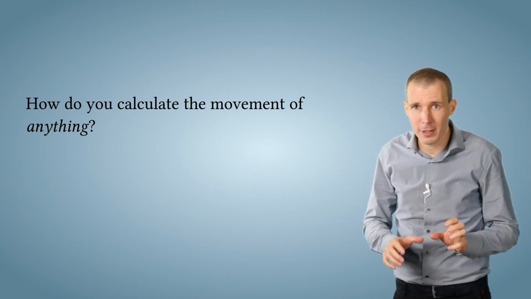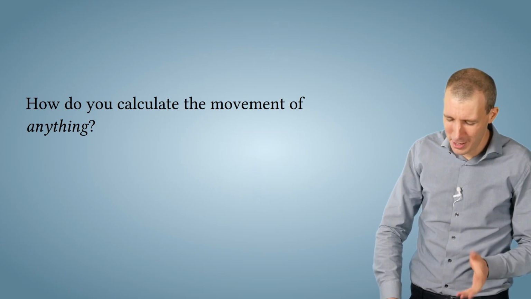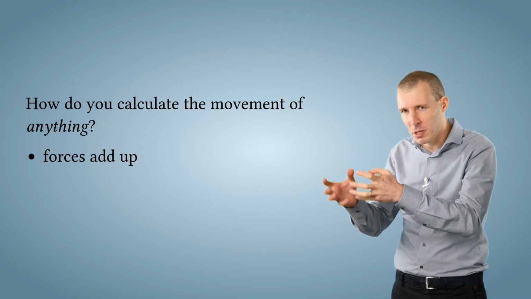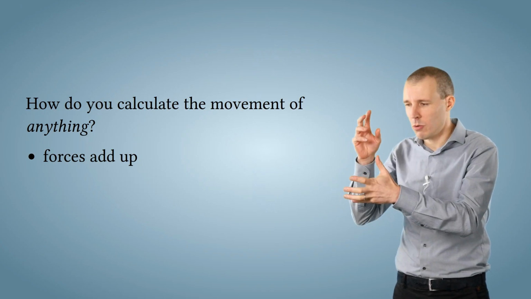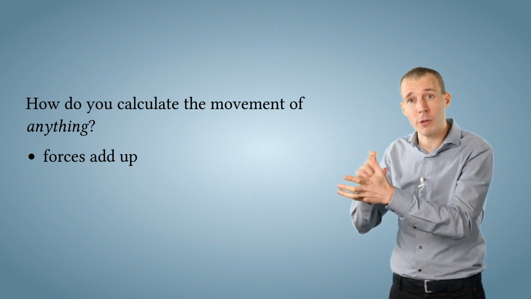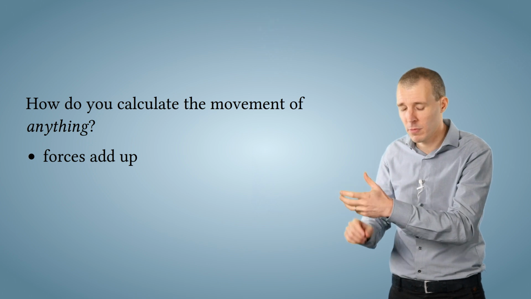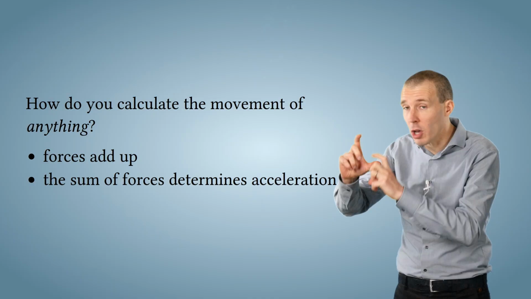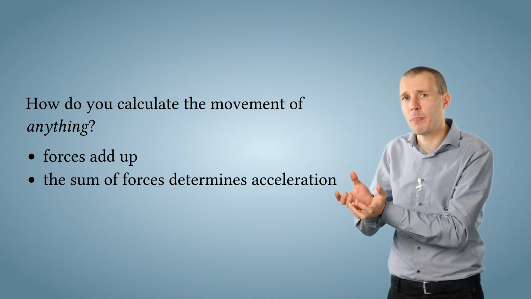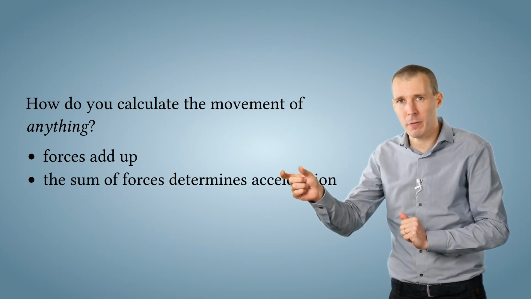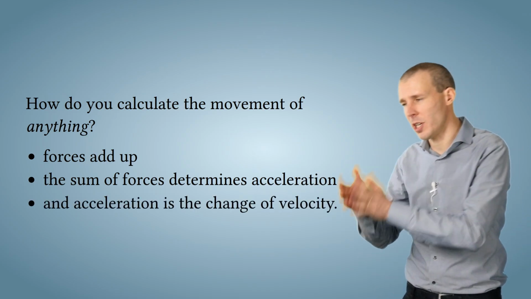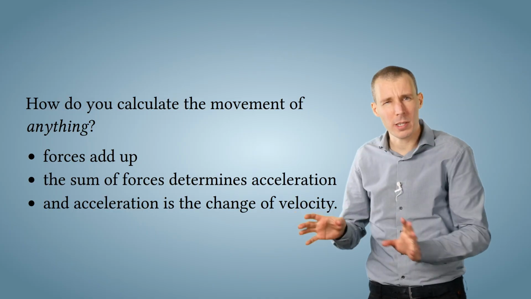Well, the method for this is now very mature, and it's always the same. You start by observing your object and determining all the forces that apply to it. Once you have all the forces, you add them up. The sum of all these forces together determines the acceleration of the body. And then the acceleration is the change of velocity. It's always the same thing.